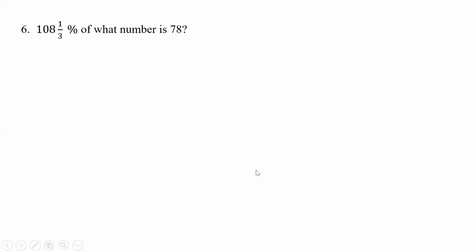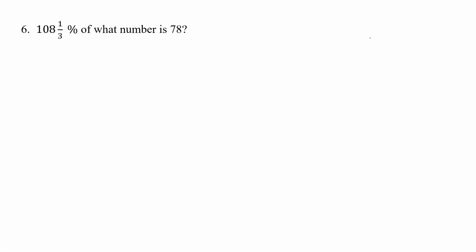All right, so now we have one that has some mixed numbers for the percent, and then of what number is 78. So what we're going to have to do is convert this to an improper fraction, and then do like we've done before, put it over the 100, and then flip everything and do all that. So we're going to have to do some more work on this one than normal.